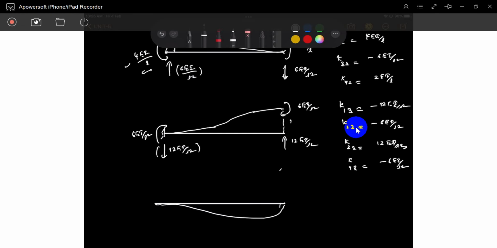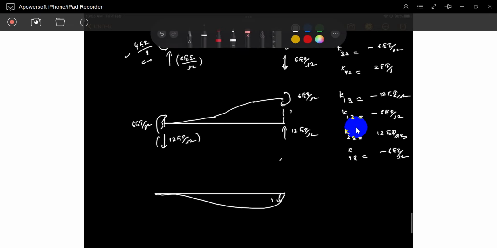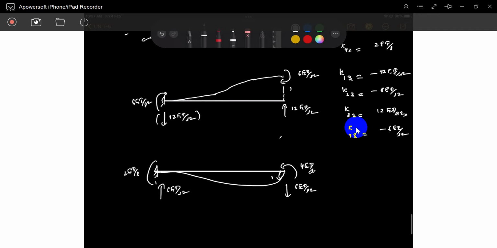So this is a clock. This is one. That's it. Anti-clockwise. So how much force is developed? You already know. This is 4EA by L. This is 2EA by L. So this is 6EA by L square. This is 6EA by L square. Okay. So you can write it otherwise.